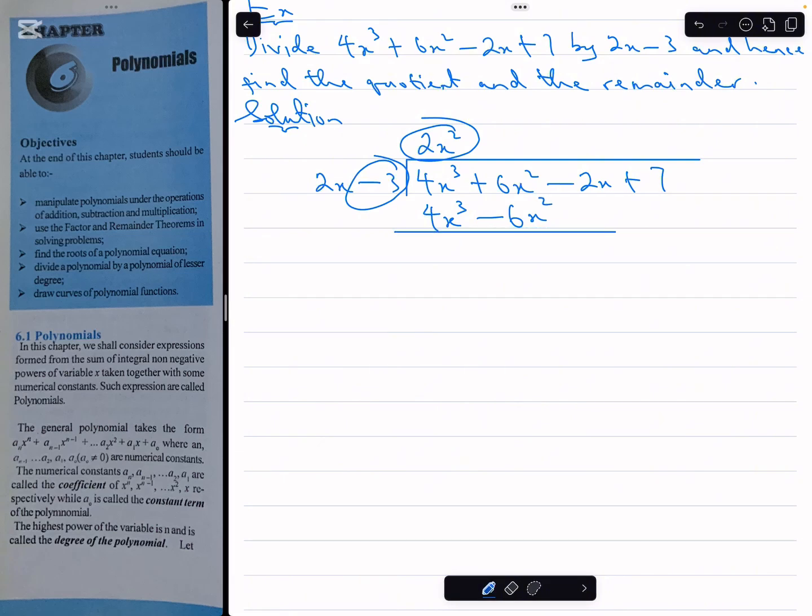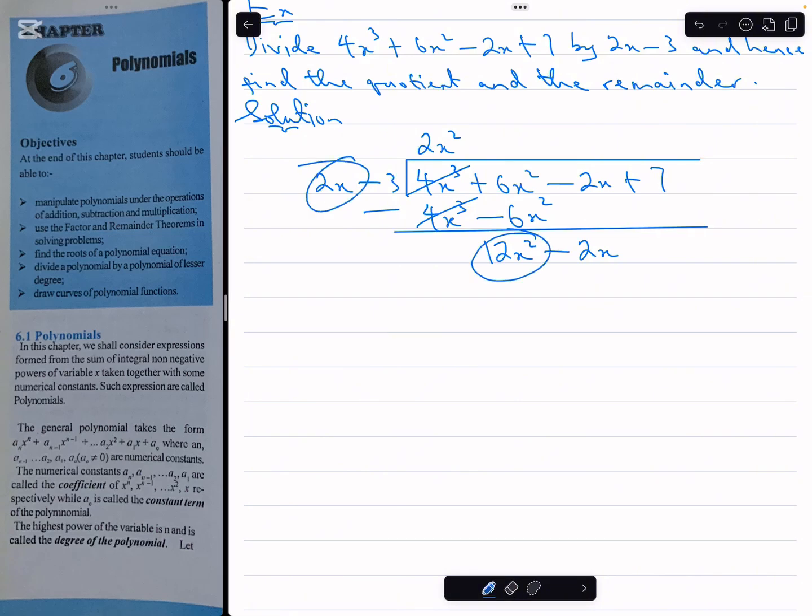The next thing is to subtract. 4x cubed minus 4x cubed is 0. 6x square minus minus 6x square will be 6x square plus 6x square, which is 12x square. The next thing is to bring down the term after that, which is minus 2x. And then we go again, 12x square.